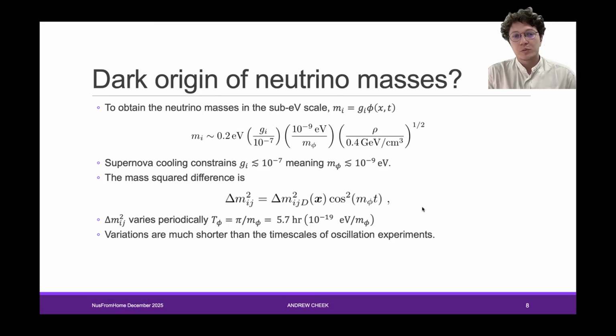From the solution to the wave equation for the scalar field, I can also calculate the squared mass differences of these neutrinos, and we see that they vary with time. They have an oscillation, a periodicity. This periodicity is around 6 hours for a 10 to the minus 19 eV dark matter mass, and this period gets shorter for larger dark matter masses. These are much shorter than the timescales of oscillation experiments. For example, JUNO recently had incredibly impressive results, but it took around 60 to 100 days to get their results.